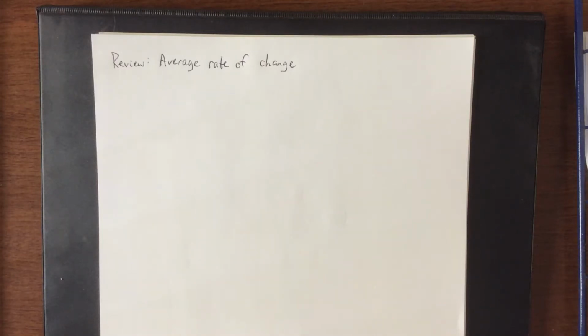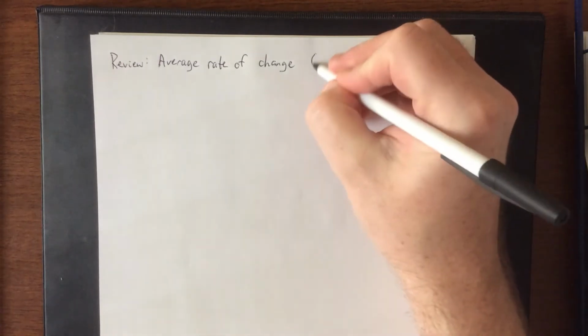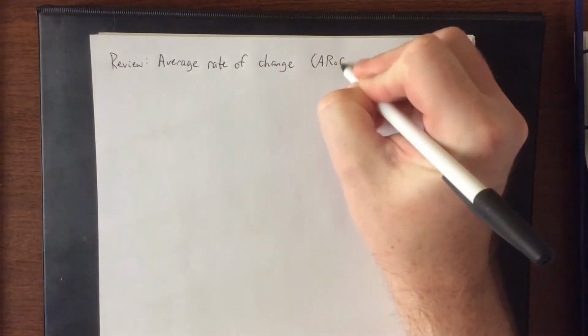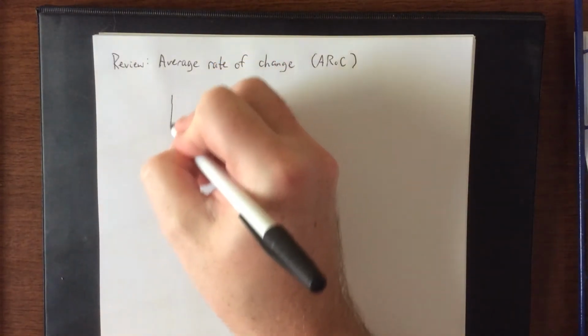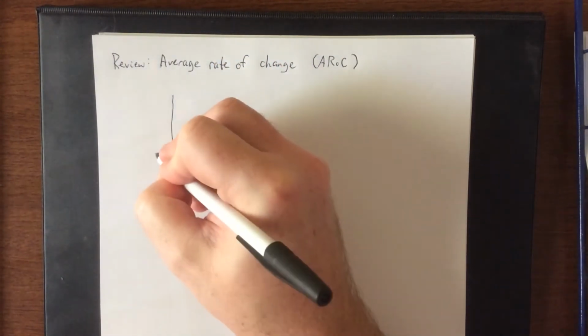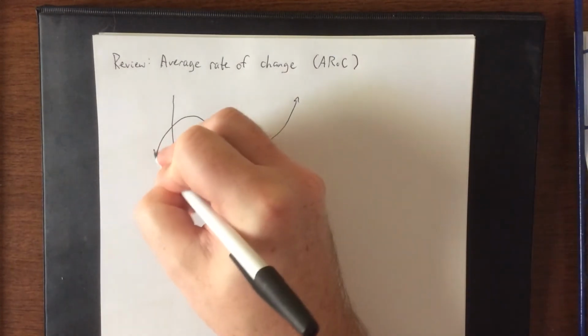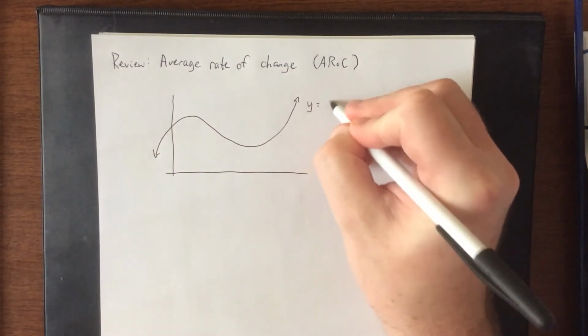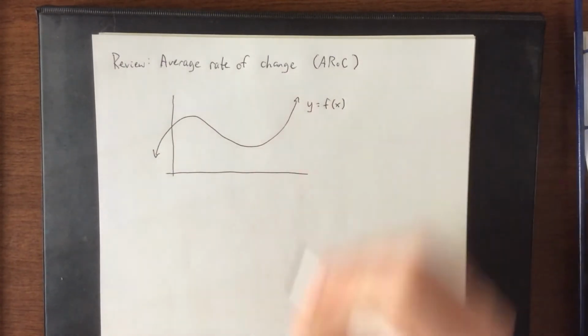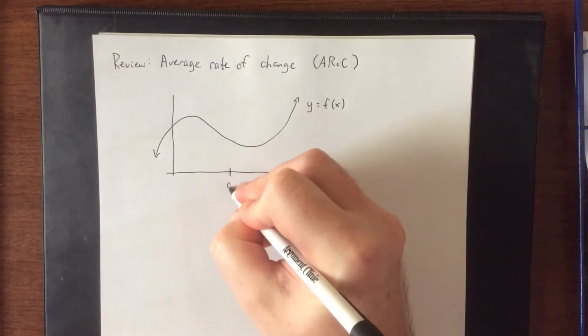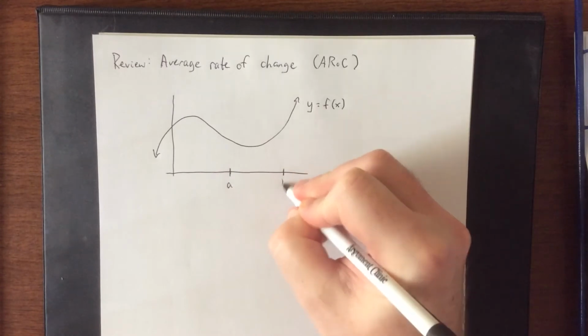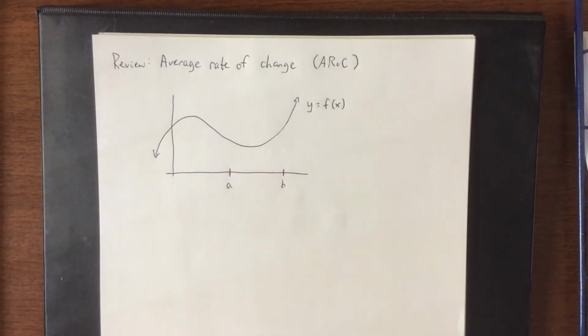So what I'd like to do in this video is review average rates of change. I'm going to be abbreviating this anytime I copy it down to AROC for average rate of change. Now suppose that you have the graph of some function. We'll refer to this as y equals f of x. Suppose also that I provide you two different x values. We'll refer to them as x equals a and x equals b.